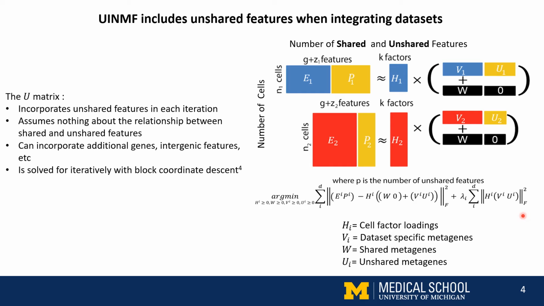These metagenes are incorporated in each iteration as we solve the optimization problem, shown here at the bottom, iteratively with block coordinate descent. Importantly, the incorporated U matrix assumes nothing about the relationship between the shared and unshared features, and this allows it to incorporate additional genes, intergenic features, as well as non-homologous genes that are found in cross-species analysis.